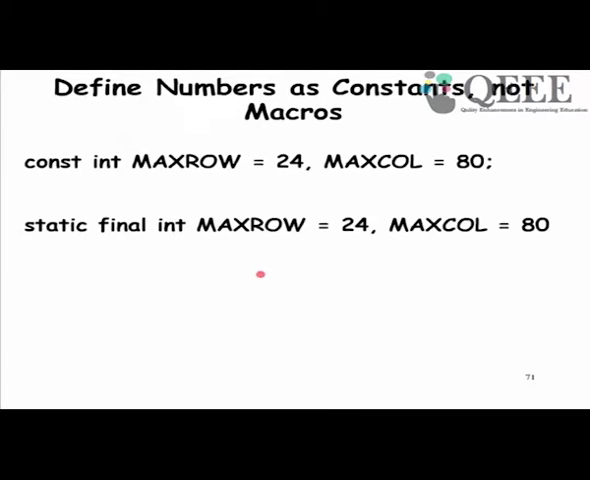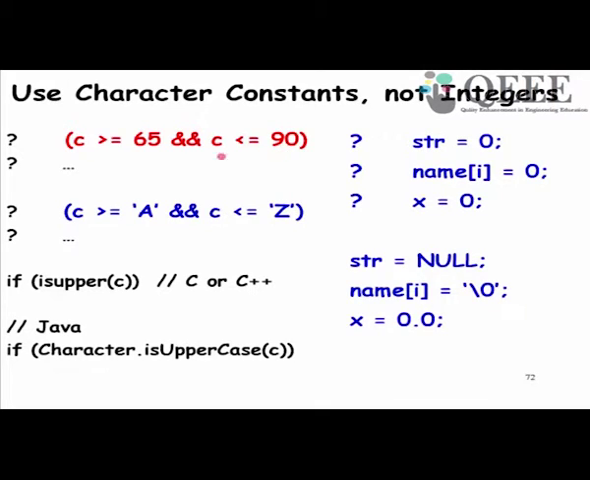And as I was saying, it's a good idea to define numbers like 24, etc., as constants rather than macros. The main problem is that macros are error prone and don't do type checking, and therefore if you use macros you have to be extremely careful, otherwise they can introduce errors. It's preferable to use constant int, even though it takes memory space, because nowadays in computers a few bytes of memory hardly matter. This code is much less readable because there are magic numbers like 65, 90, etc.